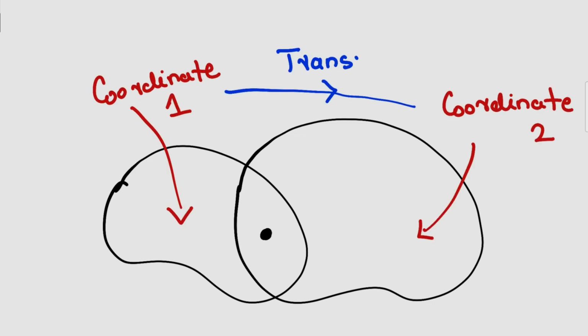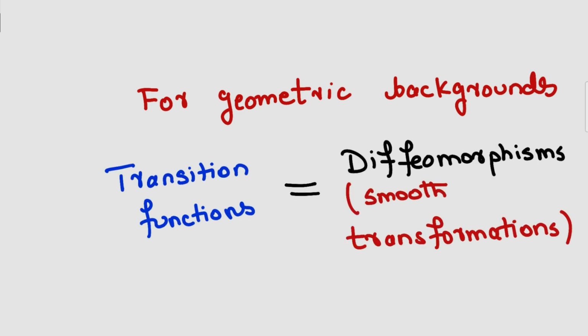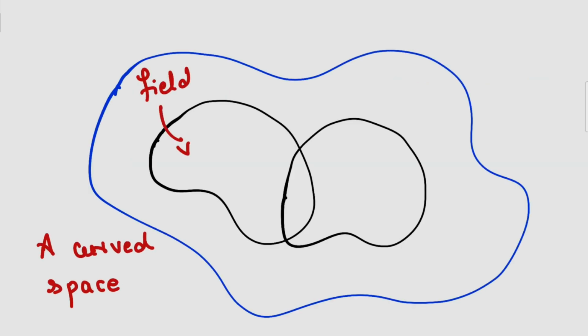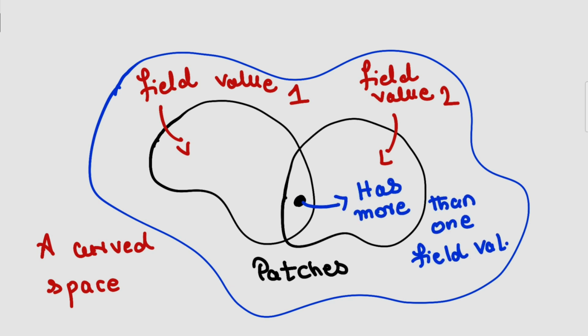They are related by something called transition functions. For geometric objects, these transition functions are ordinary continuous transformations called diffeomorphisms. A similar reasoning takes place when, in addition to coordinates, we define fields on a curved space. They are also defined in patches, and at a single point, we might have more than one patch, and thus more than one value of a field. These values are also related via transition functions.